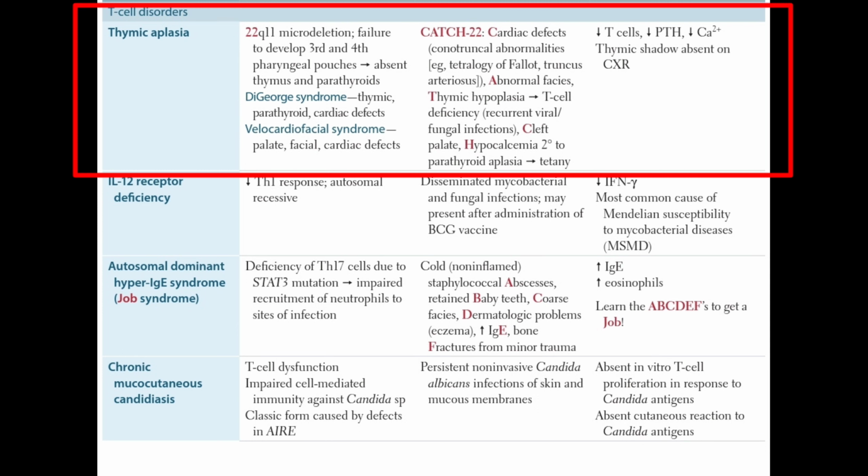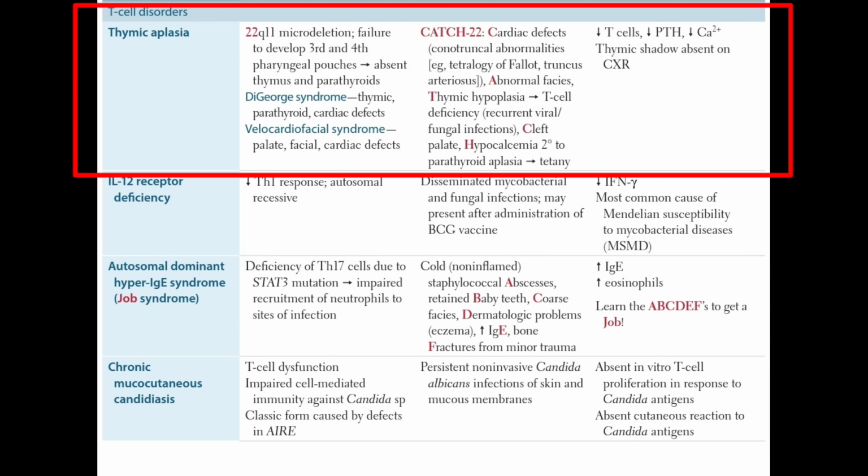The main defect in thymic aplasia is a 22q11 microdeletion. There is failure to develop the third and fourth pharyngeal pouches, which leads to absent thymus and parathyroid glands. So mainly what happens is that the third and fourth pharyngeal pouches give rise to the thymus and parathyroid. So if there is failure to develop the third and fourth pharyngeal pouches, there will be absence of the thymus and parathyroid glands.